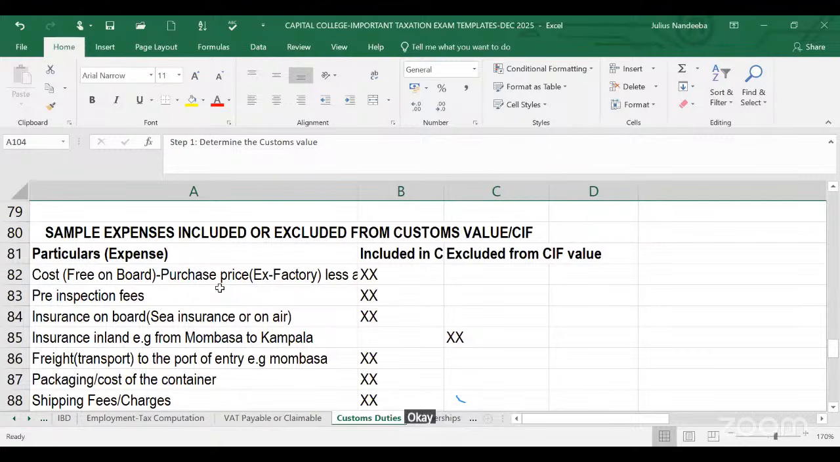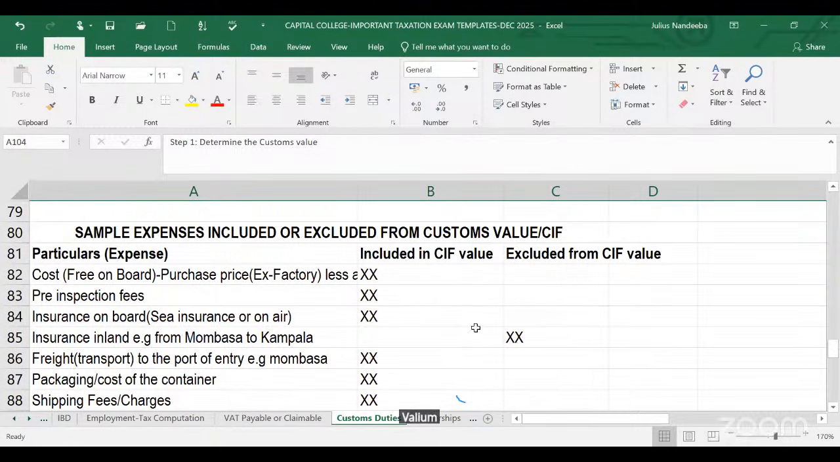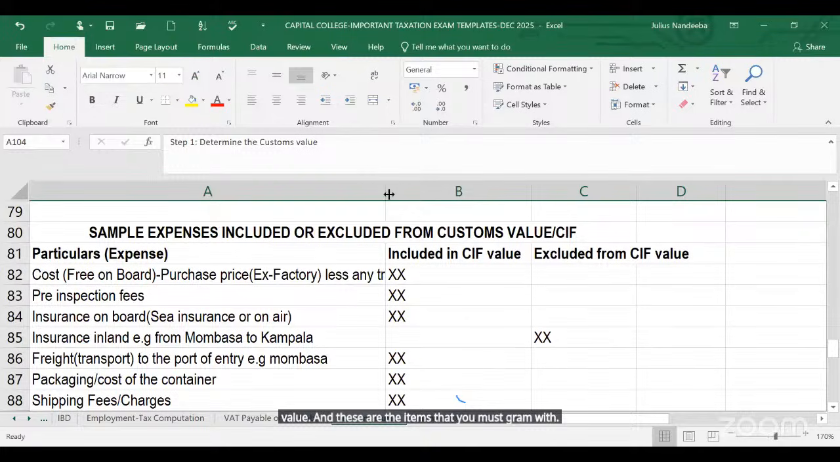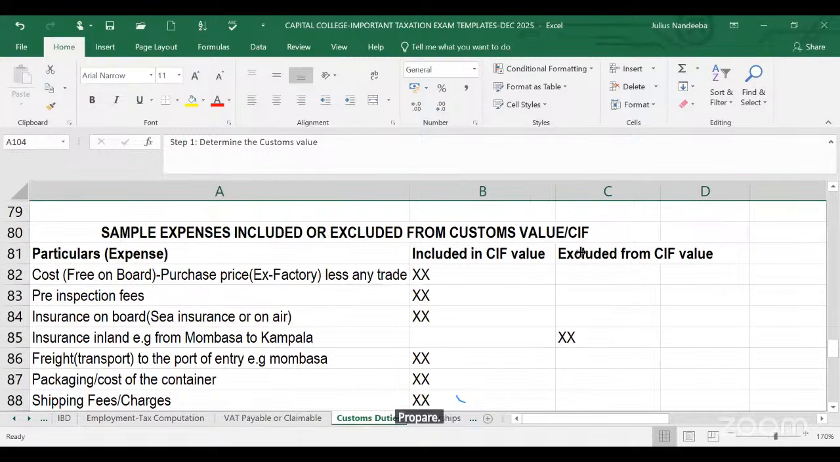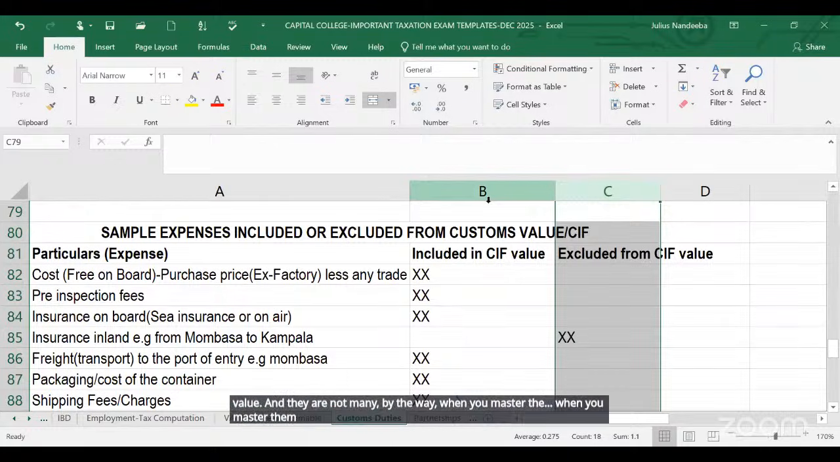Okay. So I have created a sheet that has items that should be included in the customs value and items that should never be included in the customs value. And these are the items that you must cram properly. So when you see an item in this column, it means whenever you see it, please never include it in the customs value. And there are not many, by the way. When you master them, it will be easier for you to get them.